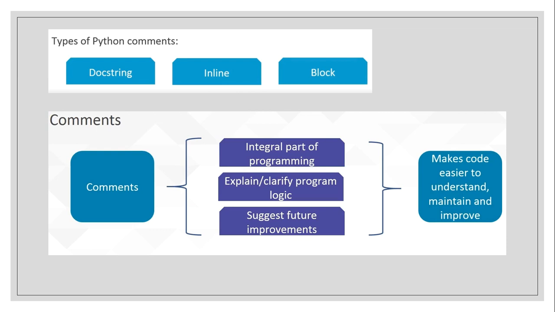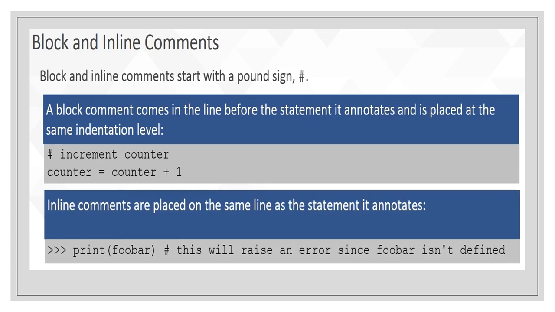Yesterday we have seen, by giving different symbols like triple double quotes, and we have done using the pound symbol, right? So there are three different ways we can provide comments. And then we understood what inline comments and block comments are.